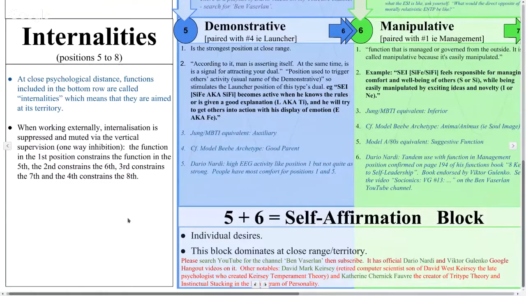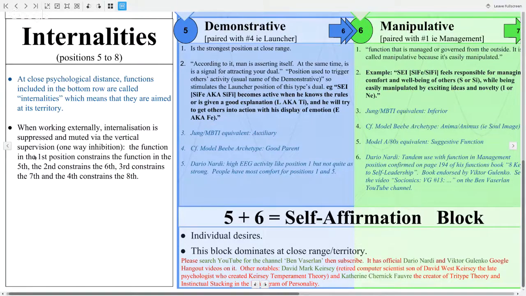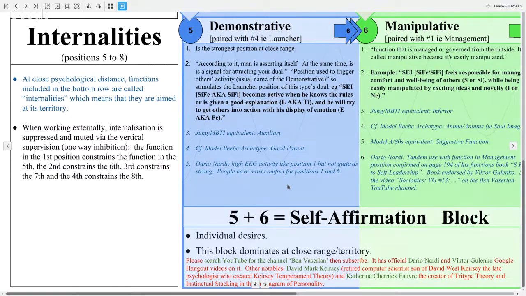At close psychological distance, functions included in the bottom row are called internalities, which means they are aimed at its territory. When working externally, internalization is suppressed and muted via the vertical supervision, one-way inhibition. The function in the first position constrains the function in the fifth, the second constrains the sixth, the third constrains the seventh, and the fourth constrains the eighth. For more information on this, see video 5 in the ENFP Model G series.